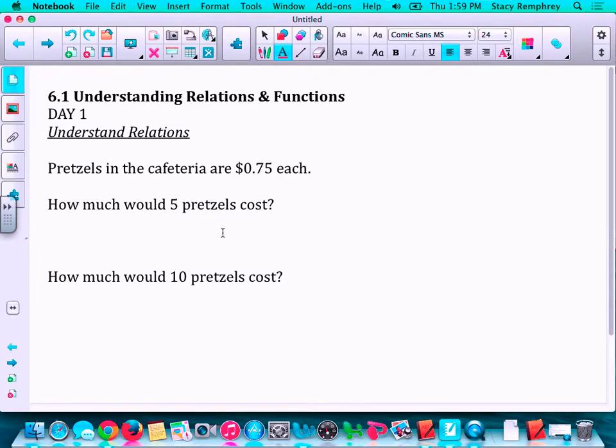So you would just take 5 times 75 cents. So when you plug in 5, your resulting amount would be $3.75. Okay, how much would 10 pretzels cost? So again, easy.